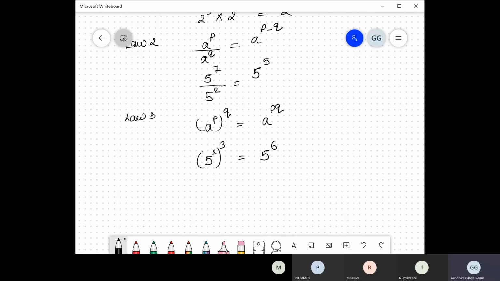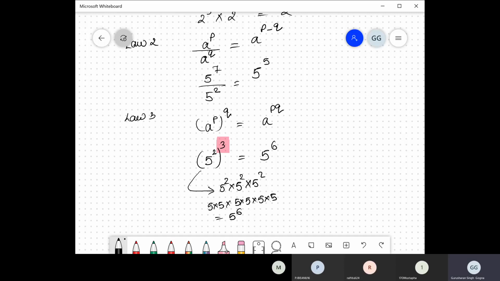So what exactly is happening here? 5 squared to the power 3. First of all, power 3 means I need to multiply 5 squared 3 times, isn't it? So 5 squared to the power 3 means you multiply 5 squared 3 times, like this. And 5 squared means 5 by 5, 5 by 5, and 5 by 5, which will obviously give you 5 to the power 6, because there are 6 times you are multiplying 5 with each other. And that's the meaning of power to the power.